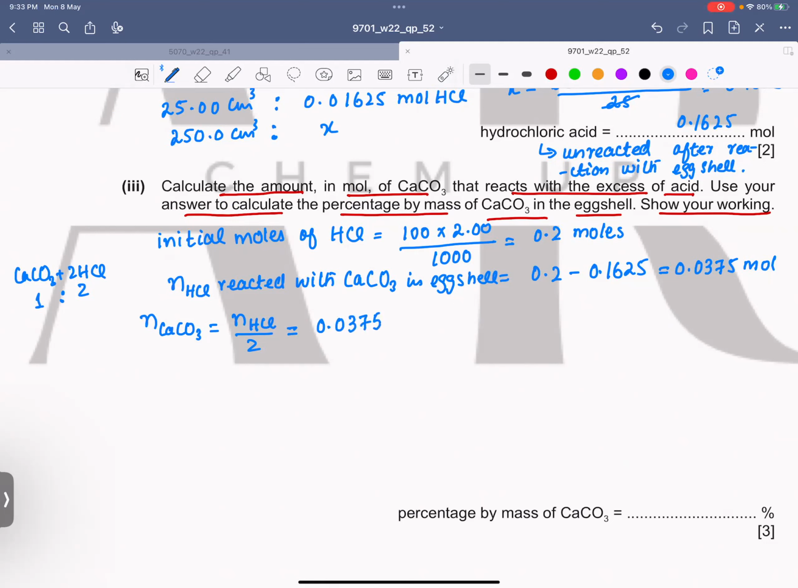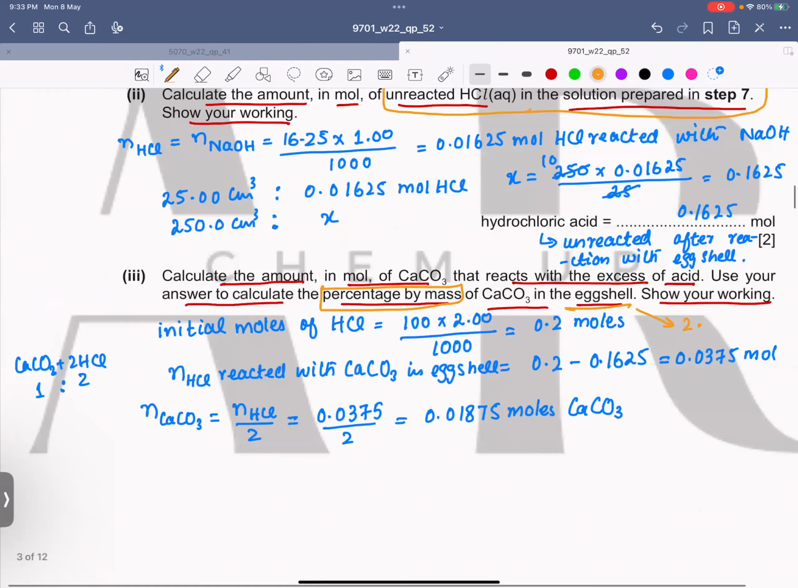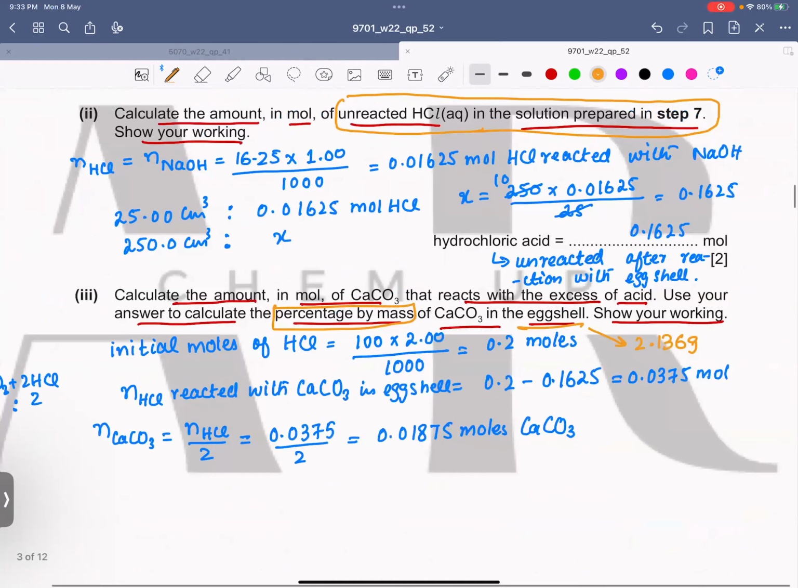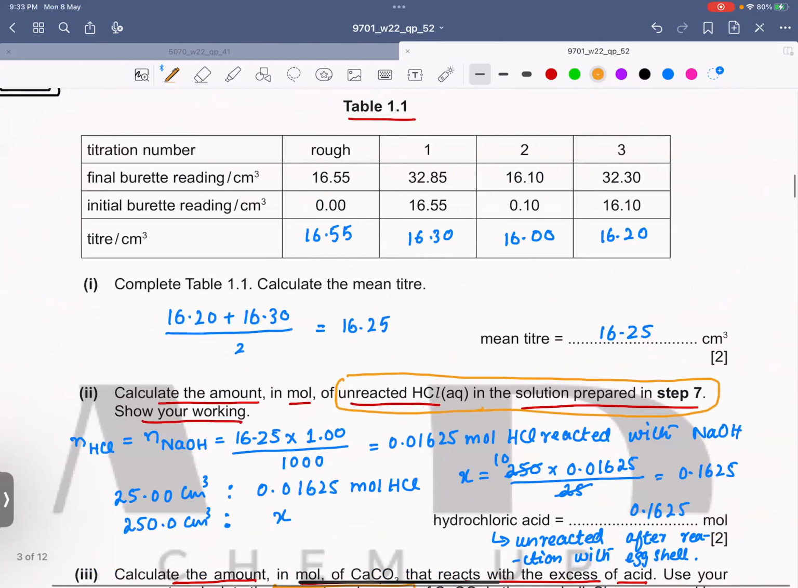So 0.0375 divided by 2 would get me, yes, please. 0.01875. 0.01875 are the moles of calcium carbonate. Now they are further asking you to find the percentage by mass of calcium carbonate in the eggshell. So if you recall, the mass of eggshell that is used is 2.136 grams. See over here, right? So I have to find the mass of calcium carbonate.